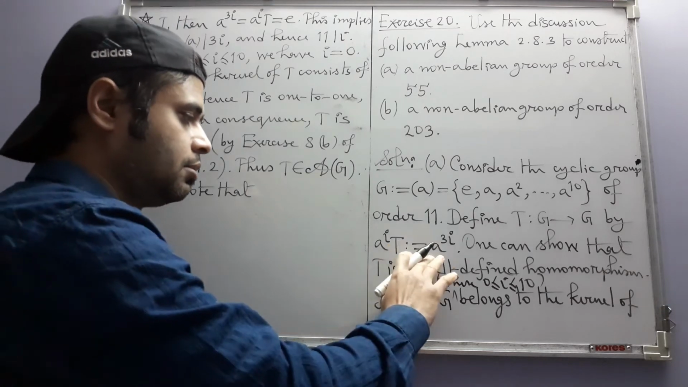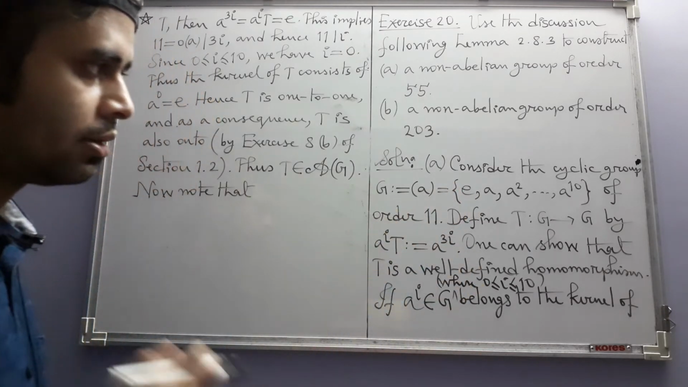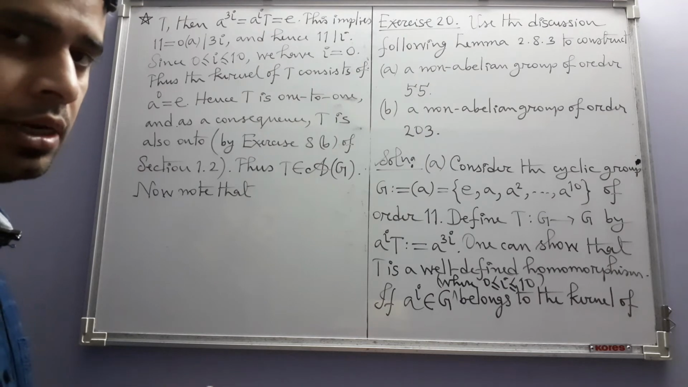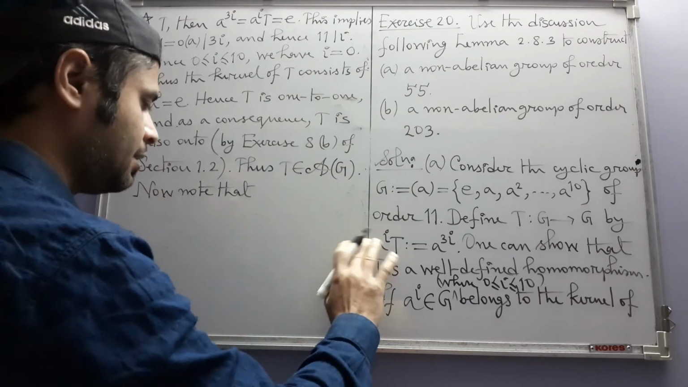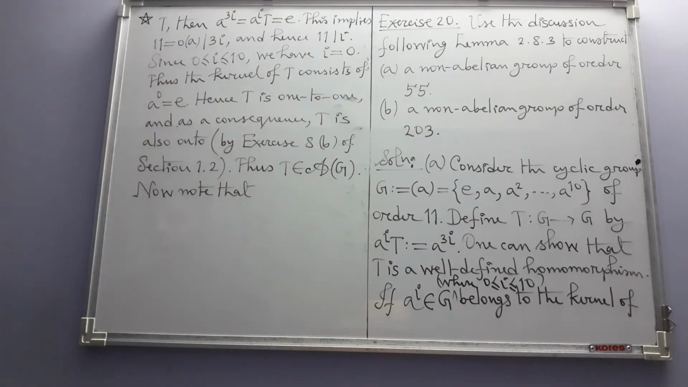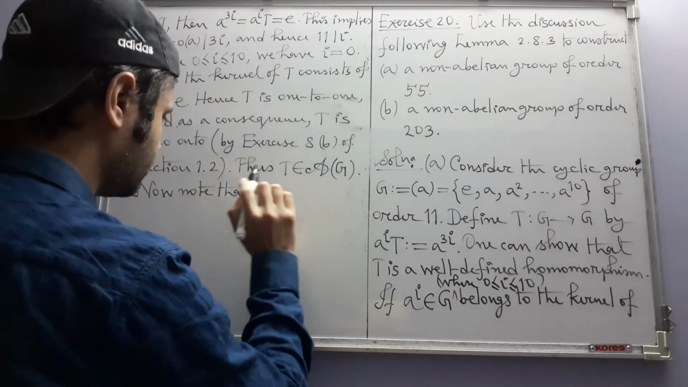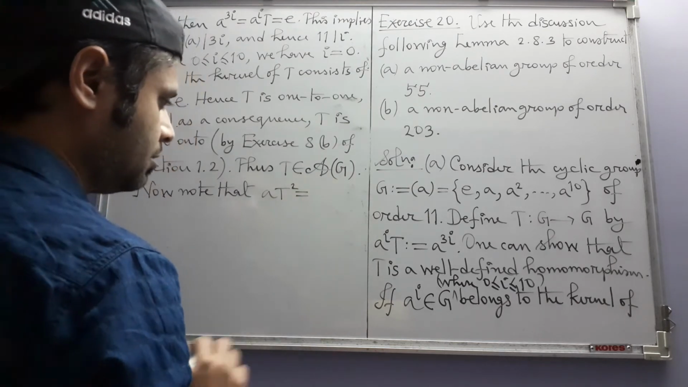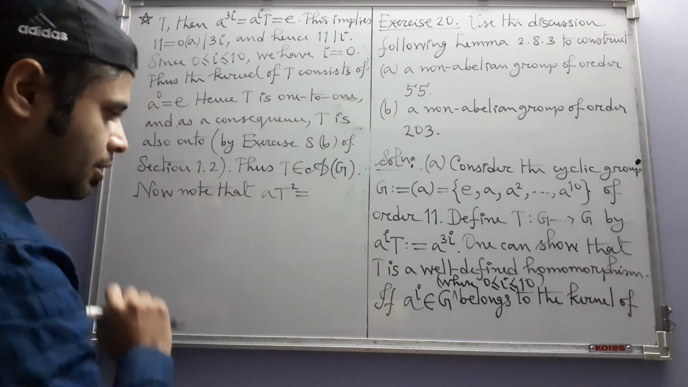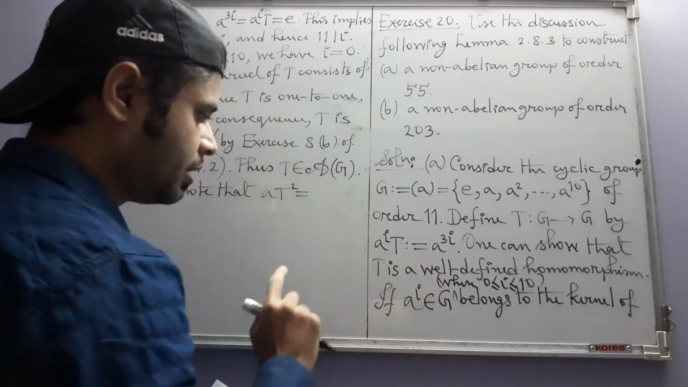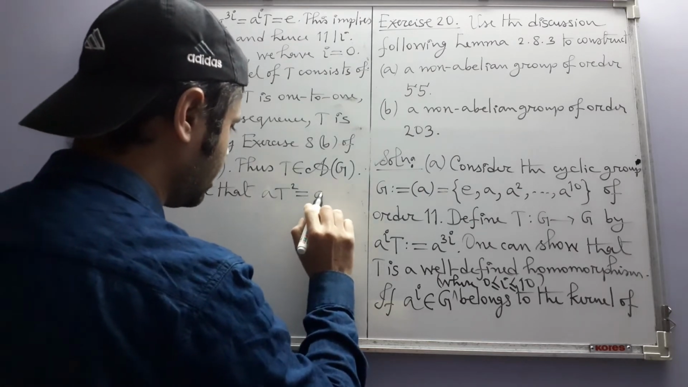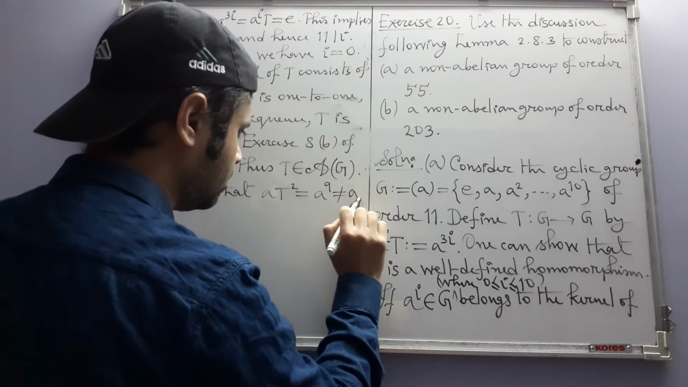Because if A cube is equal to A, then the order of A cannot be 11. So A is not fixed by T. So how can T be the identity automorphism? So that is understood. We are not writing that. We show that some higher powers of T are also not the identity automorphism. Note that A T square: if we apply T twice on A, then the first time we will get A cube, the second time we will get the cube of A cube, that is A to the power 9. And this is not equal to A.